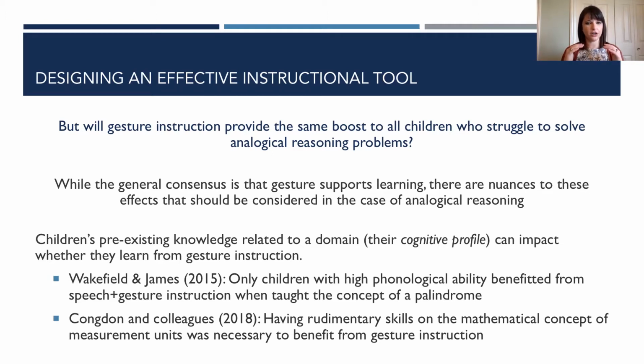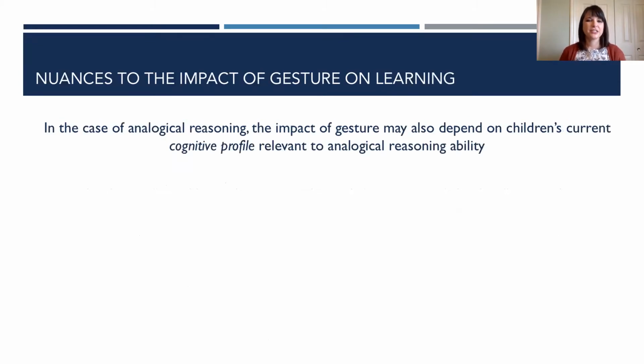So you need some kind of foundational knowledge, from whatever source, in order to benefit from the gesture instruction that's being provided. As an example, Wakefield and James found that only children with high phonological ability benefited from speech plus gesture instruction when they were taught the concept of a palindrome. So we need that foundational knowledge, or cognitive profile, as I'll refer to it many times, in place. That is, while gesture may serve as an effective instructional tool for analogical reasoning, its impact may depend on children's current cognitive state, or this cognitive profile relevant to analogical reasoning ability.